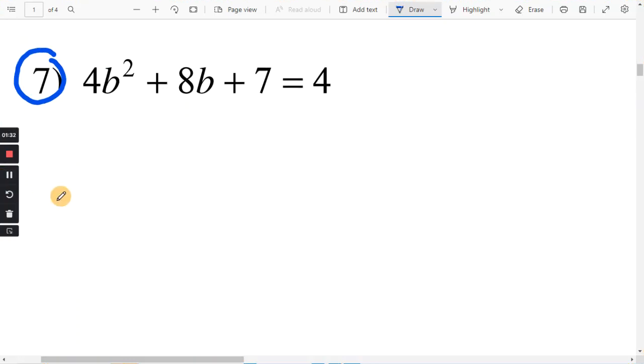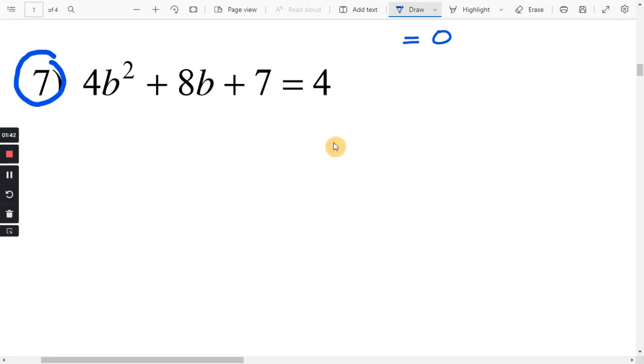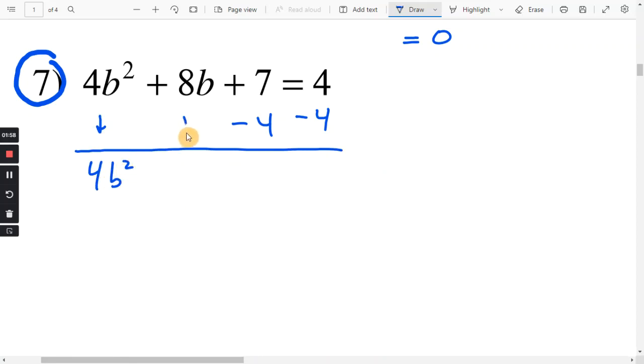So I want to jump to a little bit more challenging problem. For the first one, we'll do number 7. Okay, we said the first step is to set it equal to 0. Okay, so we have a 4 over here. The opposite of positive 4 is -4. And you want to do that to both sides. Okay, bring down your 4b squared. Bring down your positive 8b. 7 minus 4 is positive 3. And 4 minus 4 is 0.